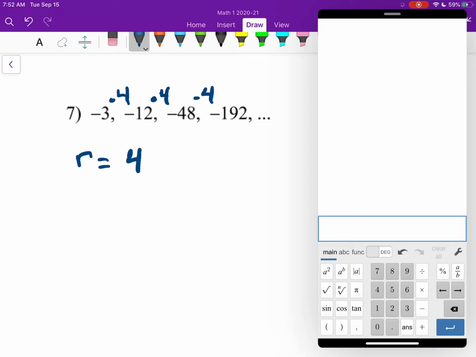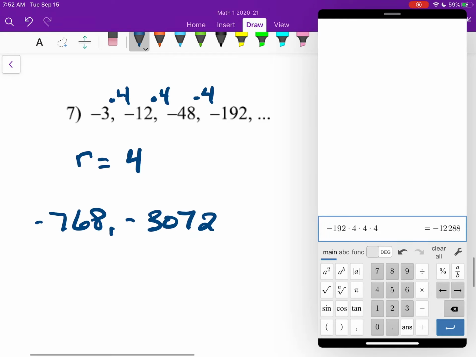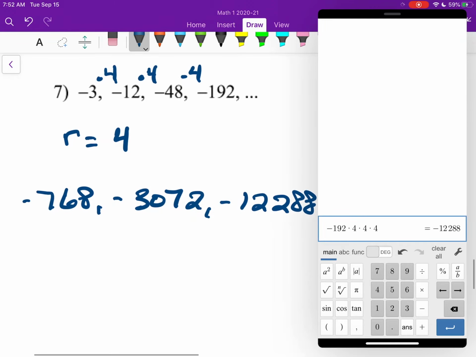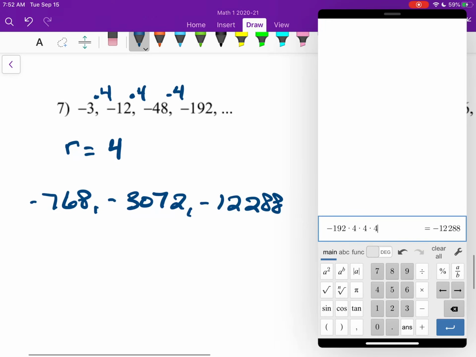So now I need to take -192 and multiply by 4. So I get -768. I can multiply by 4 again. I get -3072. And one more time, I get -12288. There we are.